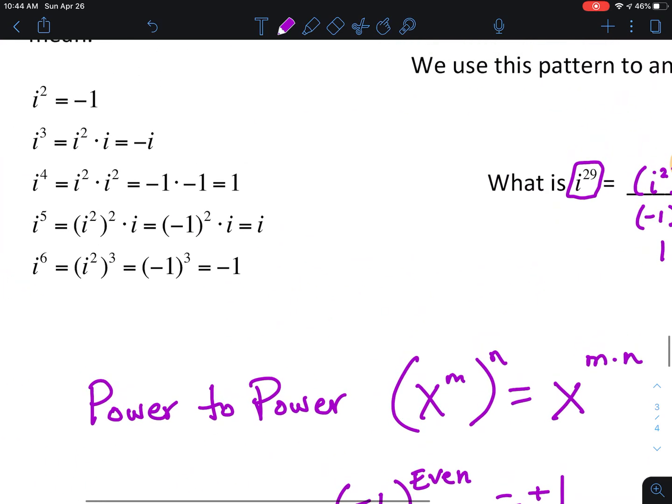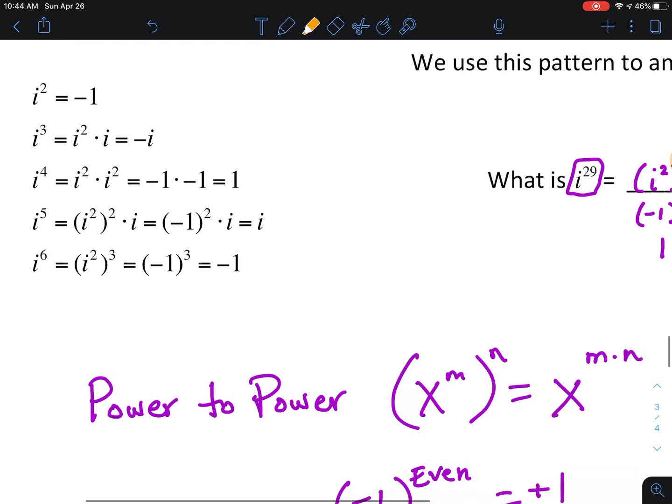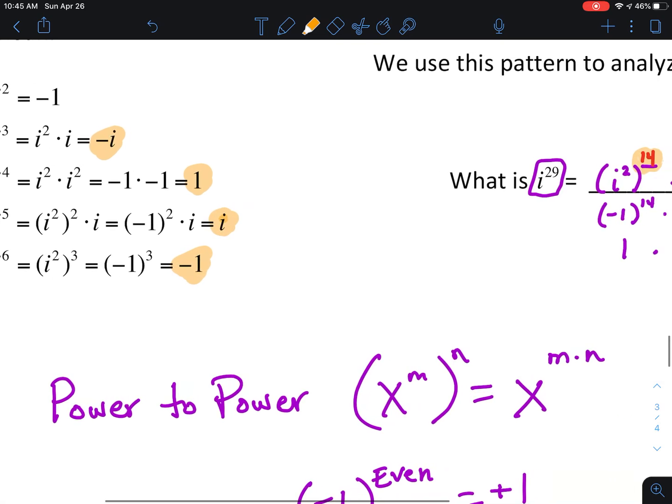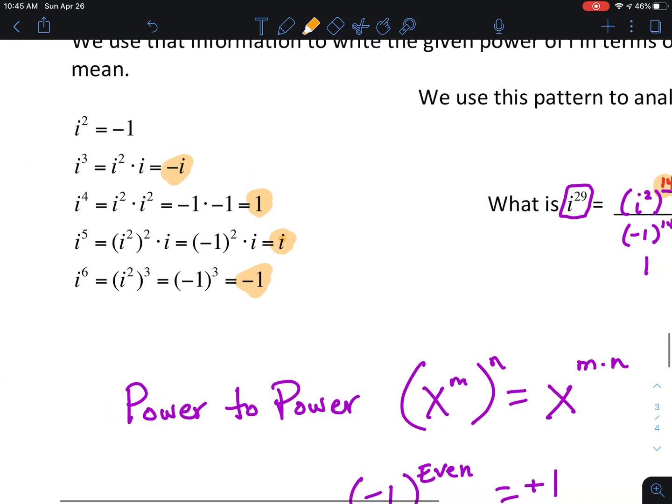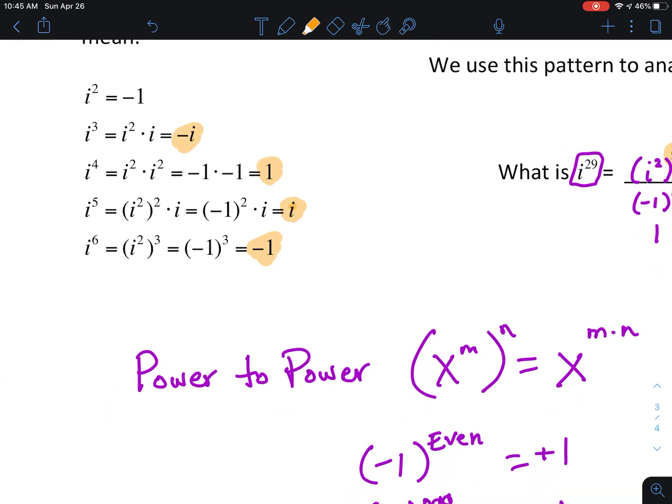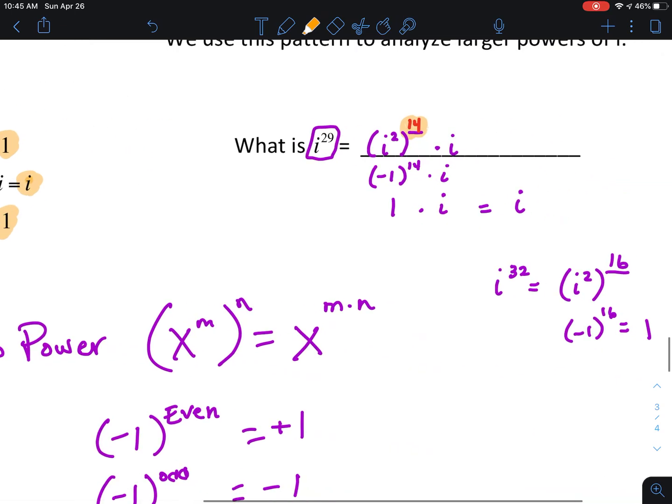There are really only 4 possible outcomes that you can get, okay? You can get negative i, 1, i, or negative 1. These are the only 4 possible outcomes of raising i to a certain power. So if you get something else, you know you did something wrong, okay? And there is a pattern to it. Some people like to use the pattern: negative i, 1, i, negative 1, and then it starts over again.